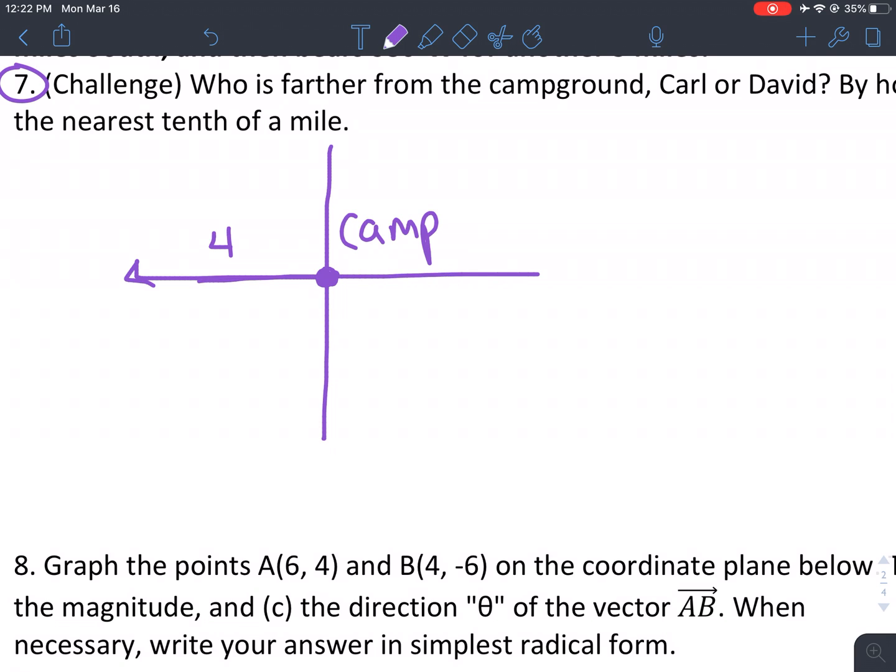Here are my cardinal directions: south, west, east. So 30 degrees east of south means that vertical angle, phi, needs to be 30 degrees. So I need to take that and move it and attach it to where Carl is. That's going to be right here.